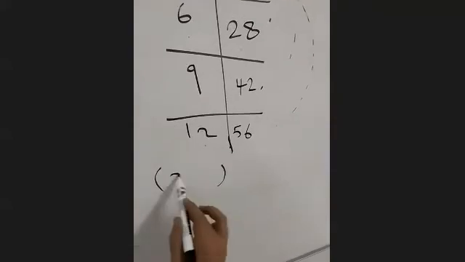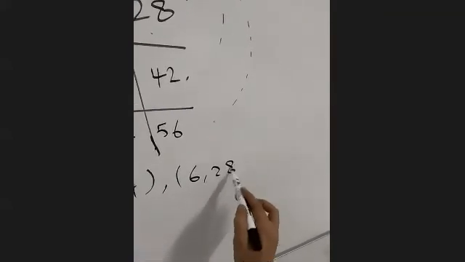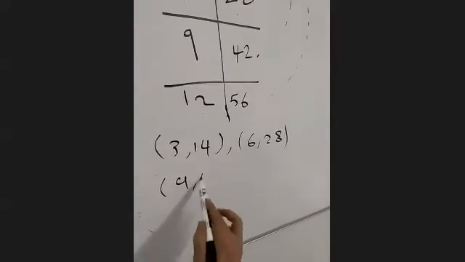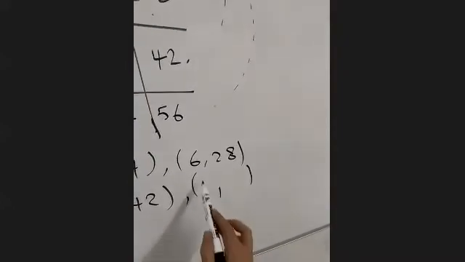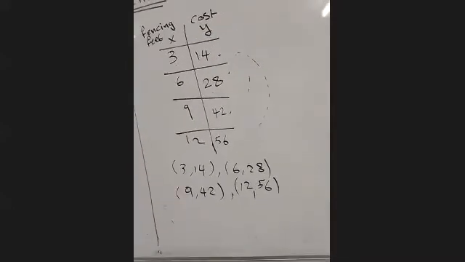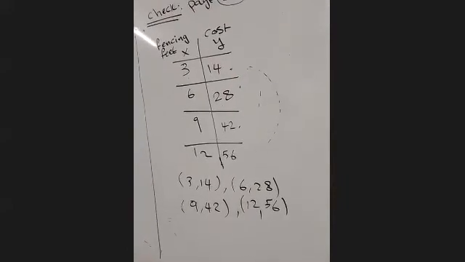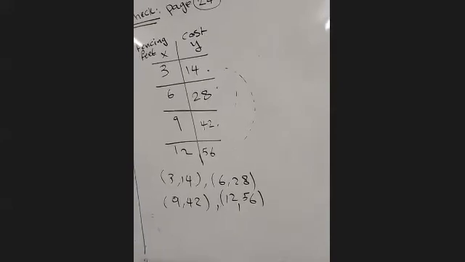3 with 14, 6 with 28, 9 with 42. Put the ordered pairs, guys. Write with me: 12 with 56. Write the ordered pairs, please.